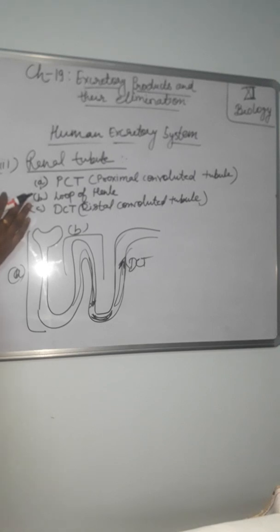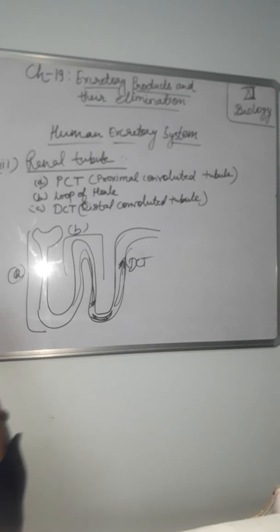Now next one, that is DCT. DCT has a straight part continuous with the ascending limb of the loop of Henle and a convoluted part lying in the cortex at the junction between the two parts. The distal tubule lies very close to the renal corpuscle of the nephron to which it belongs. Okay, the terminal part of the distal convoluted tubule is again straight. It is called the connecting duct tubule, and it ends by joining a collecting duct.